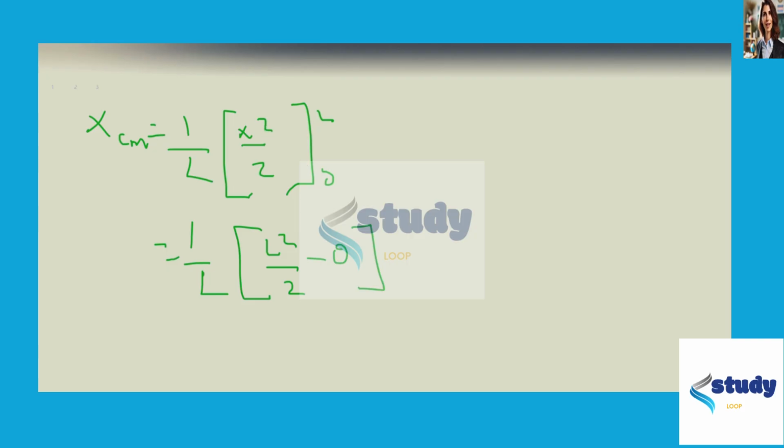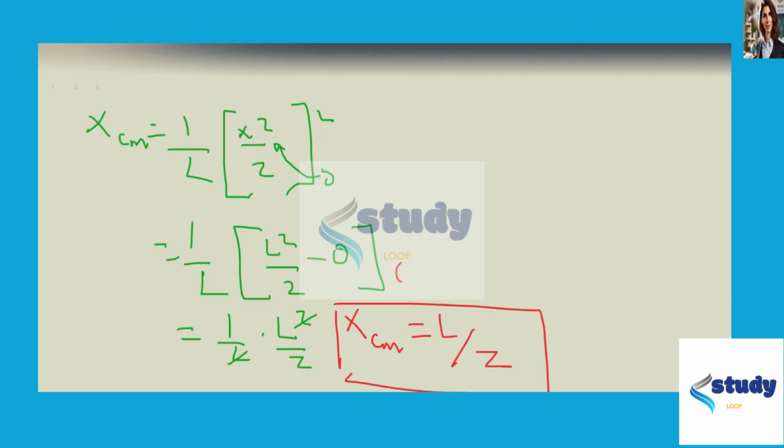So this is 0 to L. And so we have 1 over L times L squared over 2. One of the L's cancels out. So then our center of mass becomes equal to L over 2, which is exactly the same as the geometric center. So the center of mass and geometric center are coincident. They happen to be coincident. And that's what they wanted us to prove.